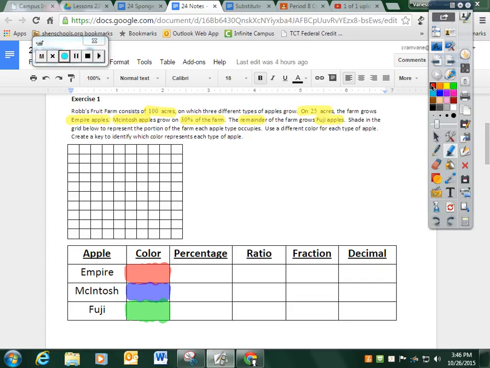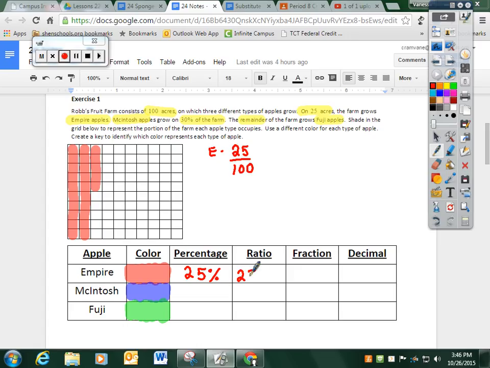So if I am going to color this, this is a 10 by 10 grid. I know there are 100 little squares in here because I know area is length times width. 2 rows shaded gives me 20 acres, and then another 5 is going to give me 25. So that's where my Empire apples are going to go. And I know that Empires are 25 over 100. That is 25%. You are comparing the number 25 to 100.